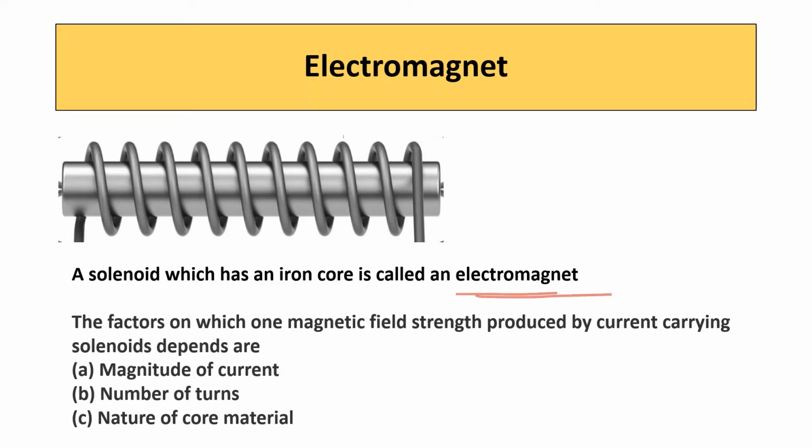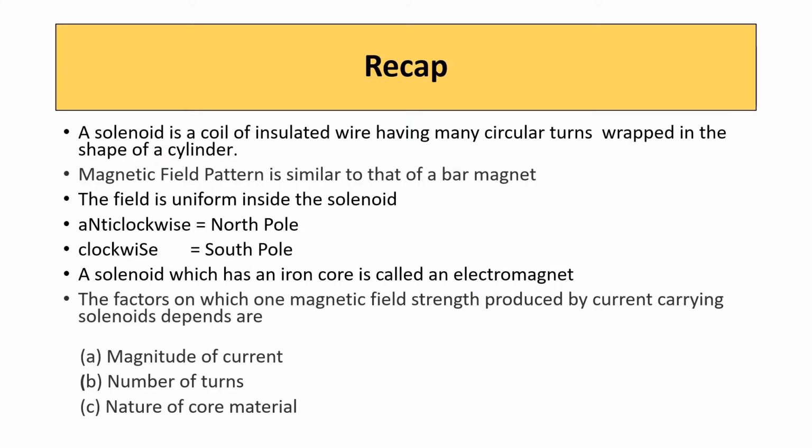The factors on which the magnetic field strength produced by the current carrying solenoid depends are the magnitude of the current, number of turns and nature of the core of the material. In this session, we learn about the solenoid. Solenoid is a coil of insulated wire having many circular turns wrapped in the shape of a cylinder. And the magnetic field pattern is similar to that of a bar magnet. And field is uniform inside the solenoid.